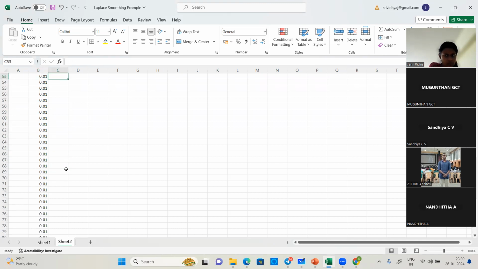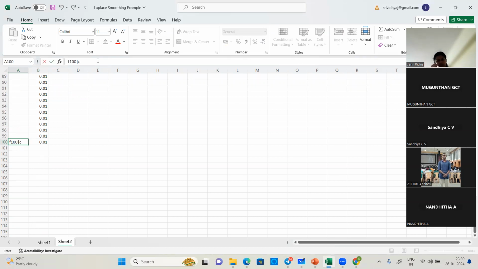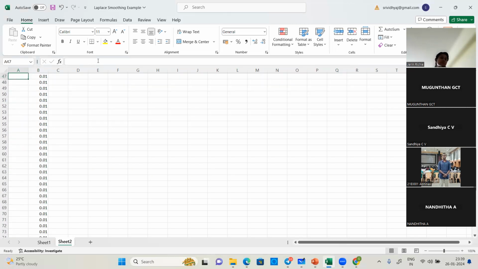Now what are we going to do? We're going to multiply these probabilities, right? Let's say this is F1 given some C1, F2 given C1, F3 given C1, and as I said, there are 100 features, given C1. What do you think will happen when I multiply these numbers?